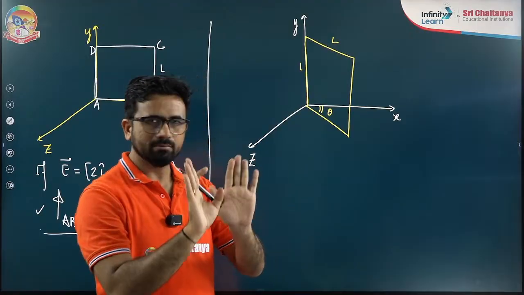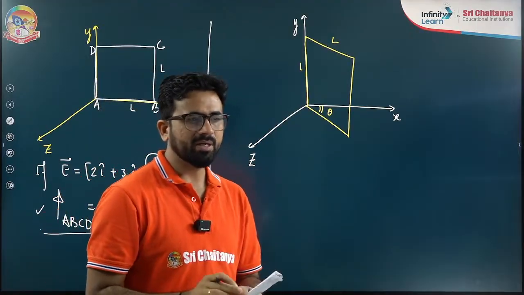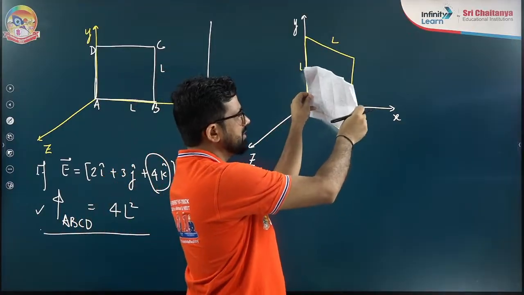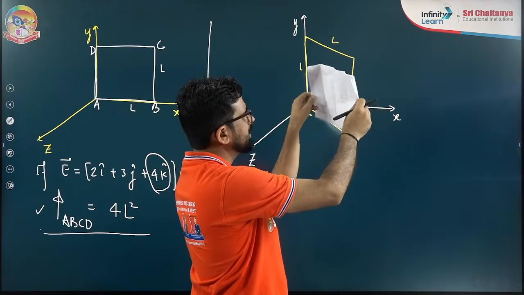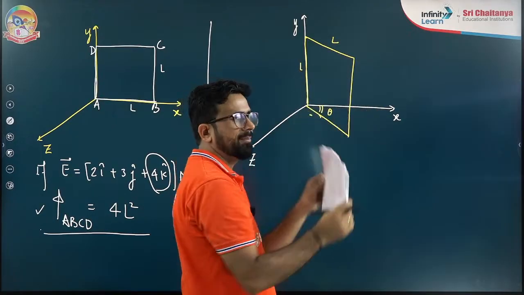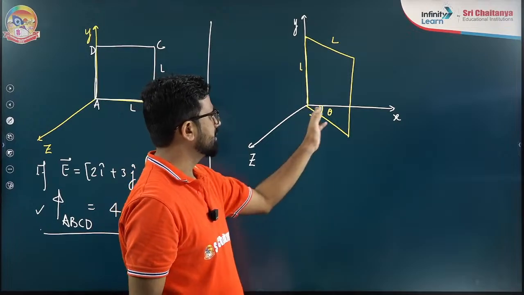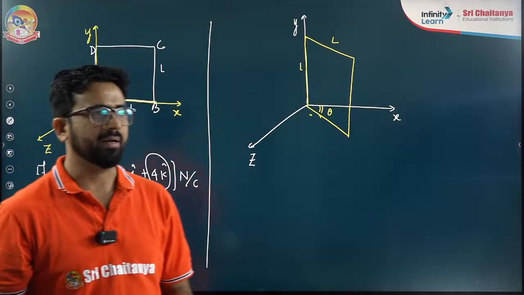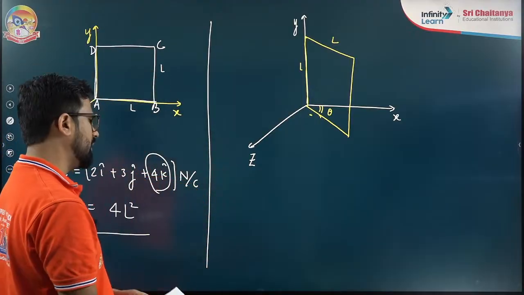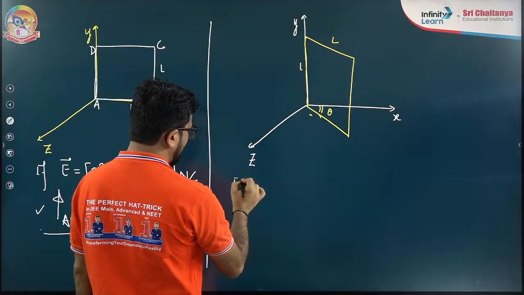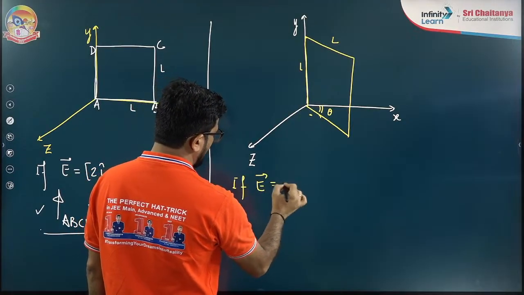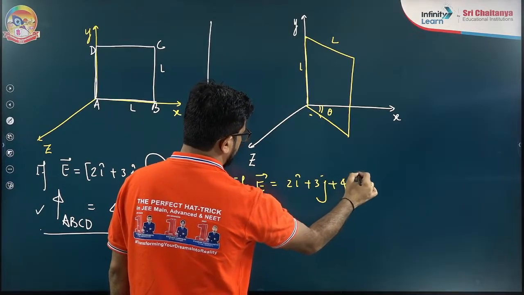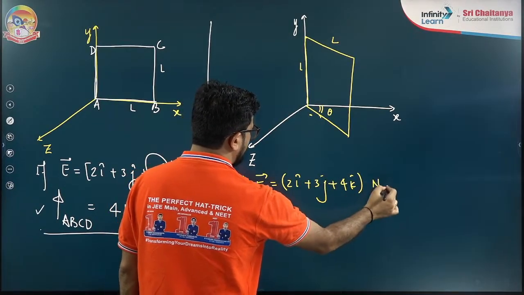So there is one plane. Suppose this is the one sheet. If you take it, this is the sheet, and this is the xy plane with the x direction. It is making some angle theta, which is given to you. This angle is theta, and again the field is there. Try to understand it. I am telling you the same field: E equal to 2i cap plus 3j cap plus 4k cap Newton per Coulomb.